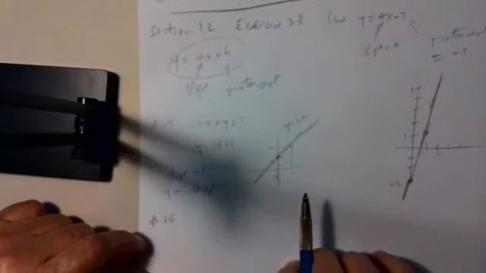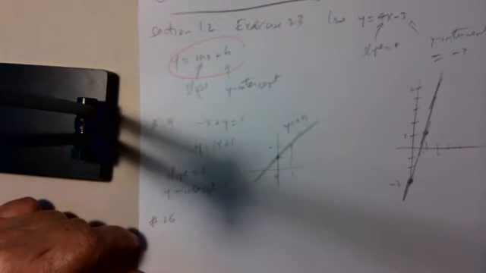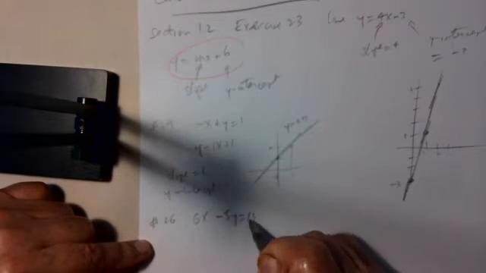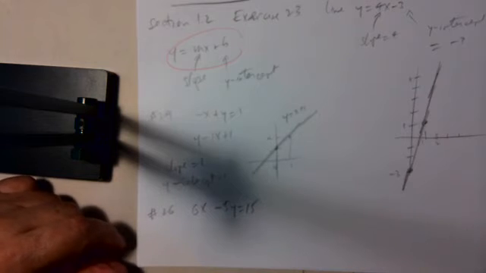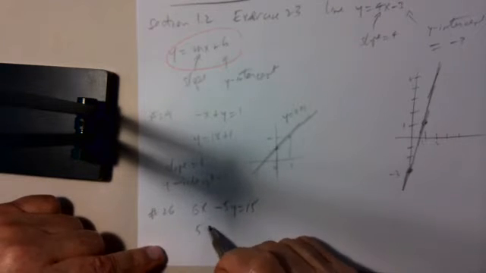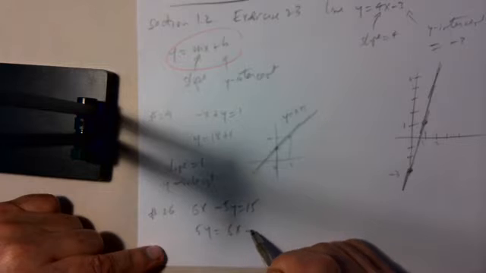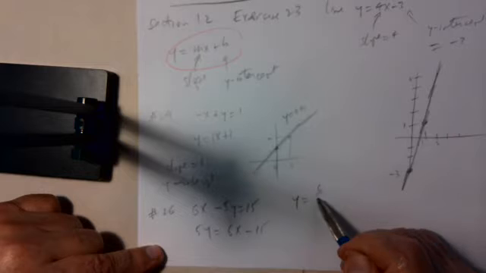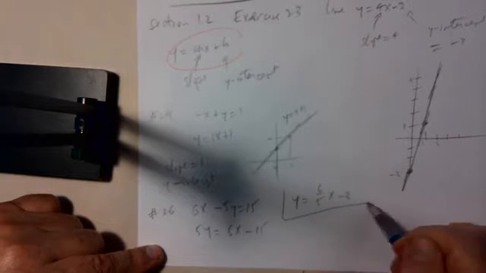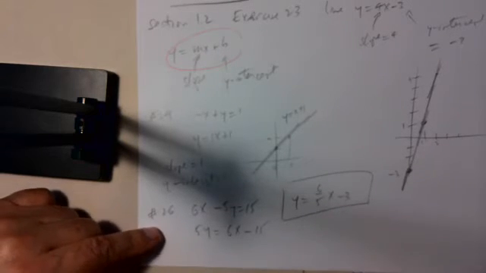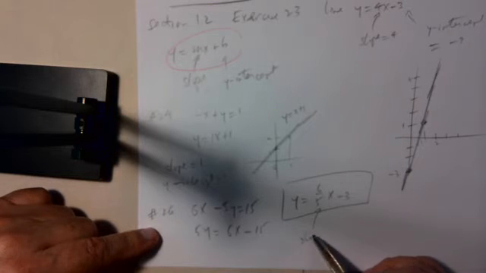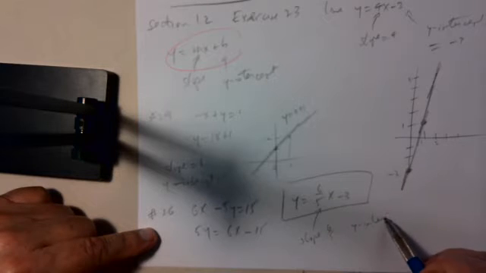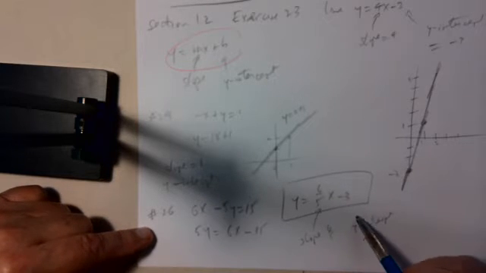In number 26, the equation of the line is given as 6x minus 5y equals 15. So again, you want to rearrange this. This is 5y equals 6x minus 15, divided by 5, y equals 6 over 5 x minus 3. So the slope is 6/5, and the y-intercept is minus 3.